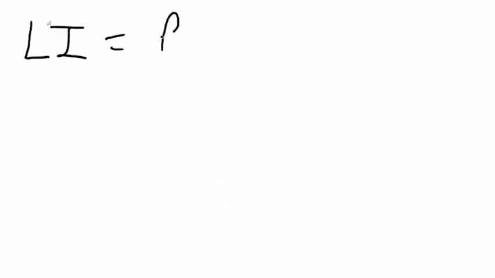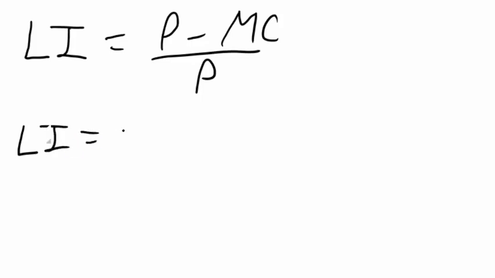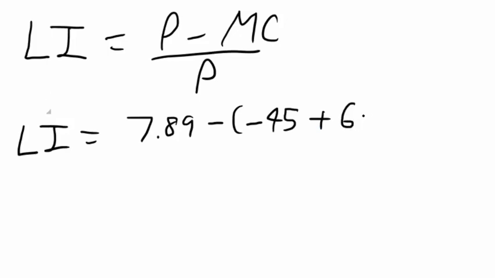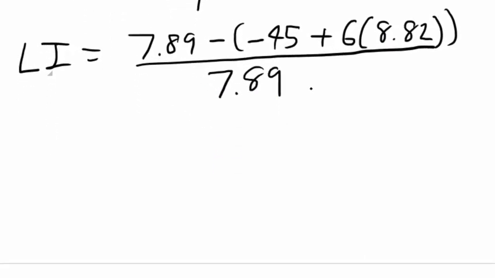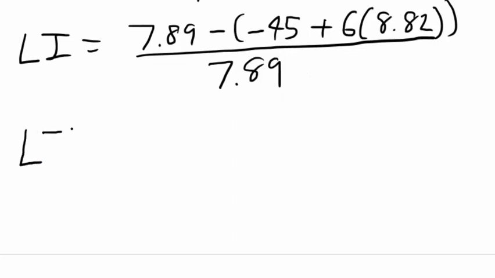Last but not least, we can find our Lerner's index, which is denoted by LI, and the formula we use for that is price minus the marginal cost over the price. So if we plug in what we know, we have LI equals 7.89 minus the marginal cost, which is negative 45 plus 6 times quantity, which we know is 8.82, and that is all over 7.89. If we plug that into a calculator, we get a Lerner's index of negative 0.0038.